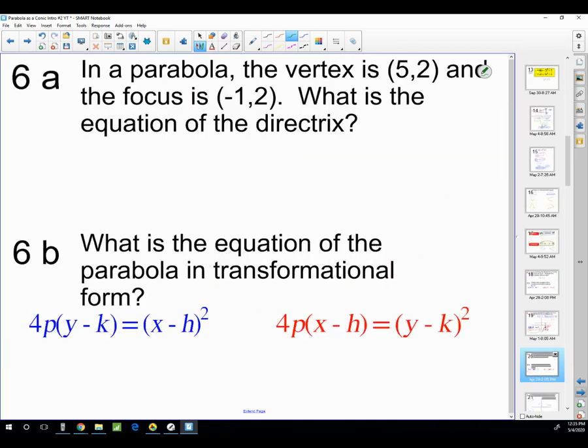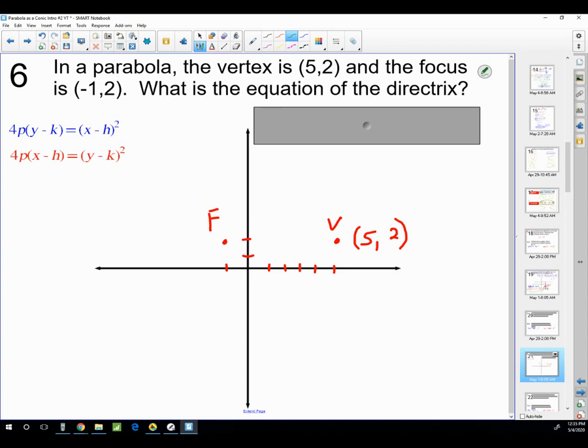I think we have 2 more. Pause the video and see if you can graph what we have and see how far you can go with it. Hey, man, these are fun. All right, so we have a vertex. This is the most important point. And we have a focus. We know it goes that way. We want to be able to write the directrix for 6B. This length right here is 1, 2, 3, 4, 5, 6.